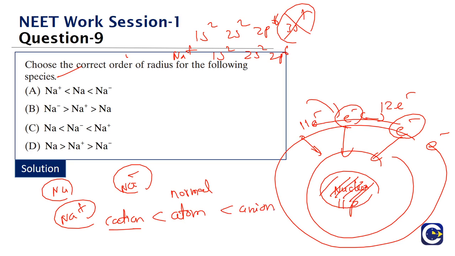So what is the correct order for this? Look at this. Na plus cation will be less than the sodium normal atom, which will be less than Na minus anion. So the cation will be less than the normal atom, which will be less than the corresponding anion. Okay, so when we make the atom lose an electron, the cation size will be lesser than the respective atom. When an electron is gained, the anion radius will be more than the respective atom.